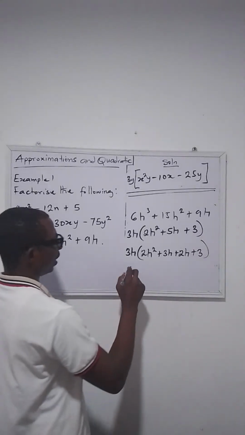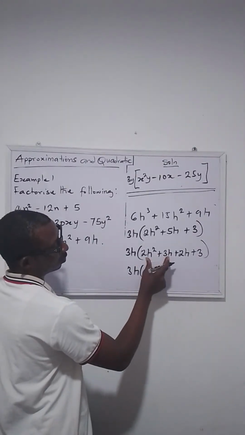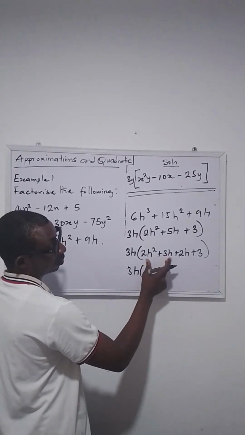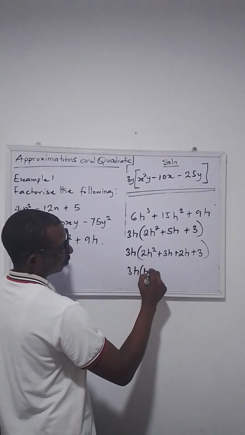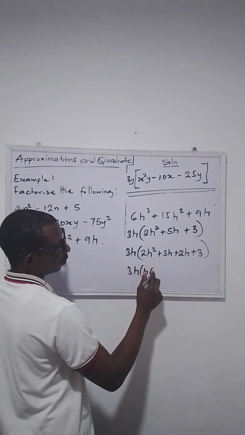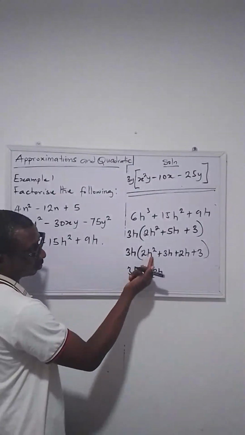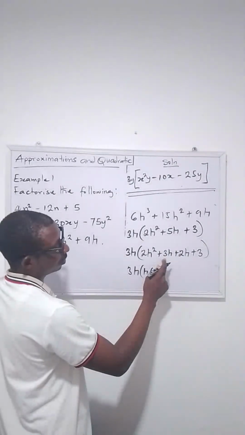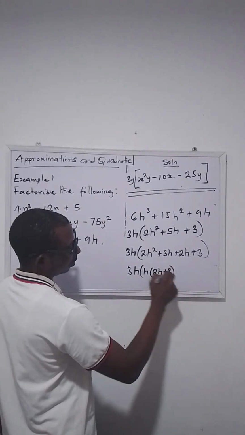All right, so now we have 3h. Now, let's look at this first pair in the bracket here. What is the GCD of this pair? That is h. So now let's factor that h out. We divide this by h. Divide 2h squared by h. What do you have? You have 2h. h will only cancel h squared here. Now divide this 3h by h. h will cancel this. You have plus 3.